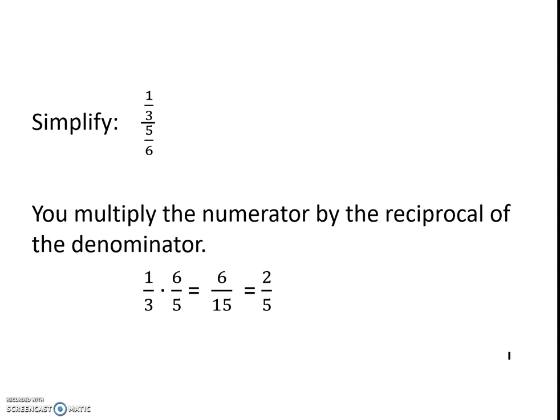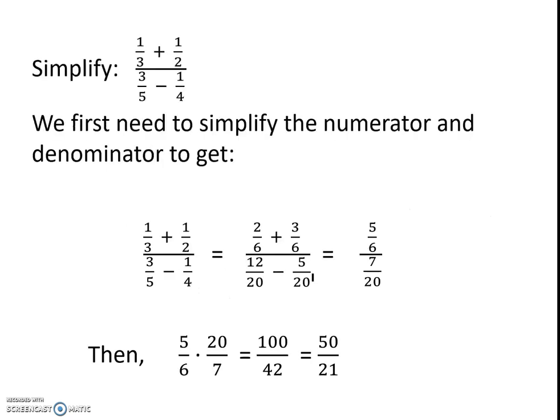multiply across and we get 1 times 6 for 6, and 3 times 5 for 15. Reducing that fraction further, we take 3 into 6 and get 2, and 3 into 15 and find that that's 5. So our answer is 2/5.